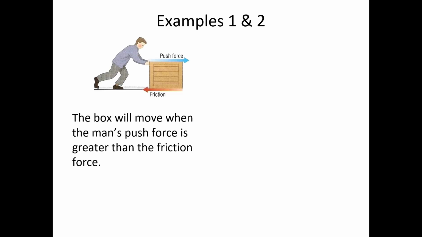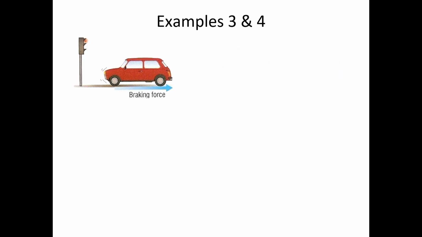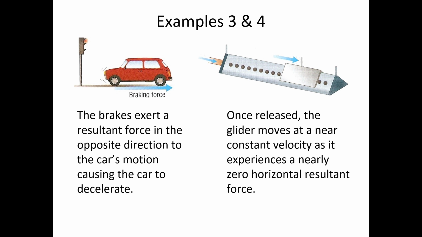So 2 examples here. You've got a man pushing a box there. The box will move when the man's push force is greater than the friction force. And then you've got a plane example. The plane will accelerate provided that the engine force is greater than the drag force. So simple examples there. Example 3 and 4: the brakes exert a resultant force in the opposite direction to the car's motion, causing the car to decelerate. Hopefully before it gets to the lights there.